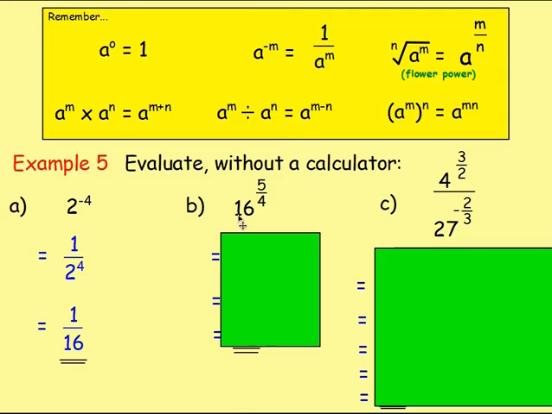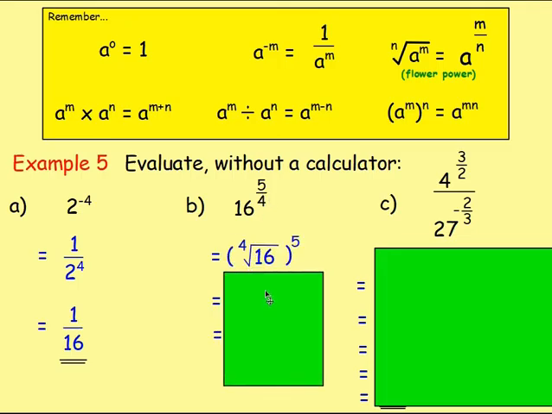Next one, you've got 16 to the power of 5 over 4. Working this out again without a calculator. Well, on the bottom, you've got the fourth root. So, think flower power, it's the root, so you'd have the fourth root of 16. Put brackets around that, and then at the top, think flower power. In the top, you've got the flower, which rhymes with power, so that will go to the power of 5. From there, the fourth root of 16.